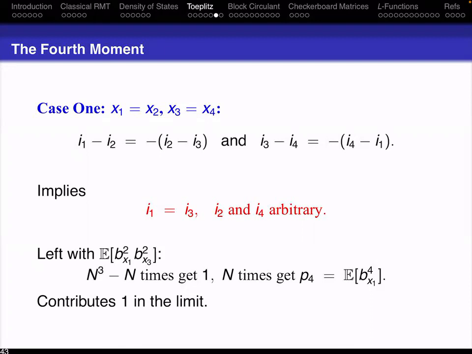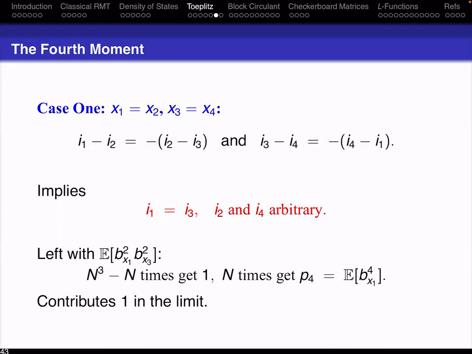So what that means is I can choose I2, I4, and I1. I3 is determined. I have n cubed tuples. I have to be a little bit careful because I don't want them to be the same thing. I don't want a quadruple matching. But I basically have n cubed tuples. I divide by n cubed, that gives me 1.